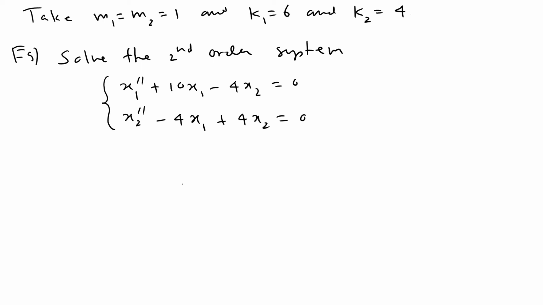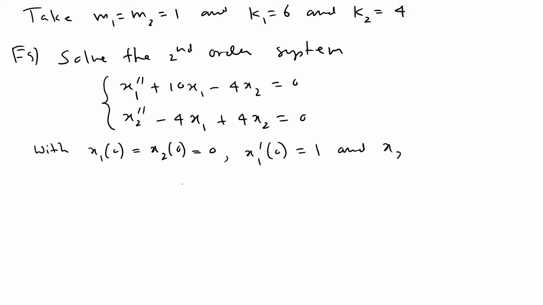So that is the system. Once you put in those numbers, m1, m2 equal 1, k1 equal 6, and k2 equal 4, this is what you get. Let's put in some initial values. With x1(0) and x2(0) equal to 0, that means the initial position, so we assume that the equilibrium situation is zero, where you can start measuring. And then let's put in an initial speed of 1 for the first bob, and for x2 prime, let's say negative 1. That means one you send down, the other one you send up with the same speed.